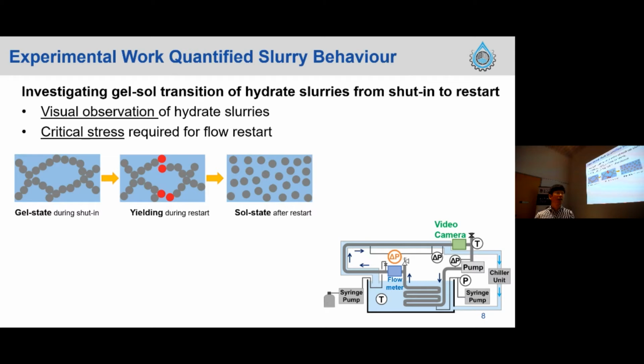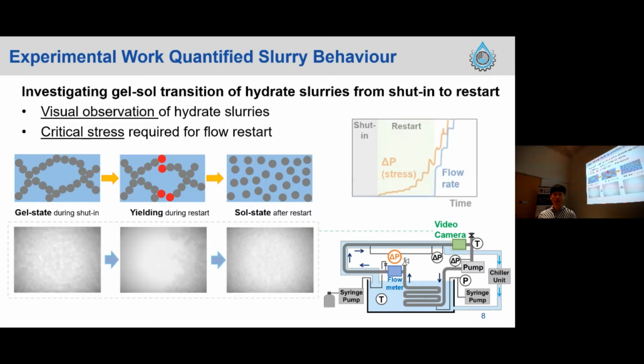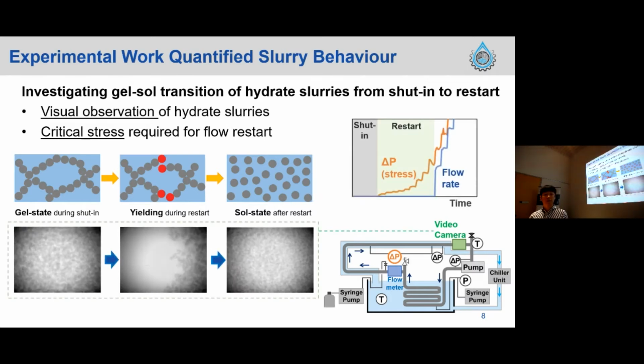And so in this work, we investigated Gel transition of hydrate slurries from shut-in to restart by visual observation of hydrate slurries and the measurement of critical stress for flow restart with a flow loop.